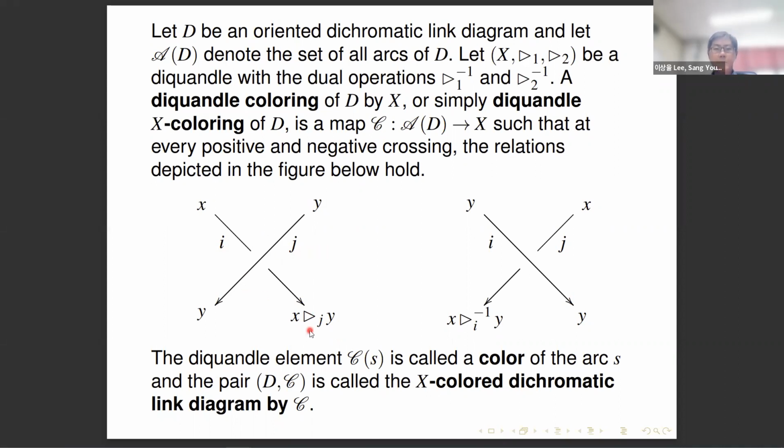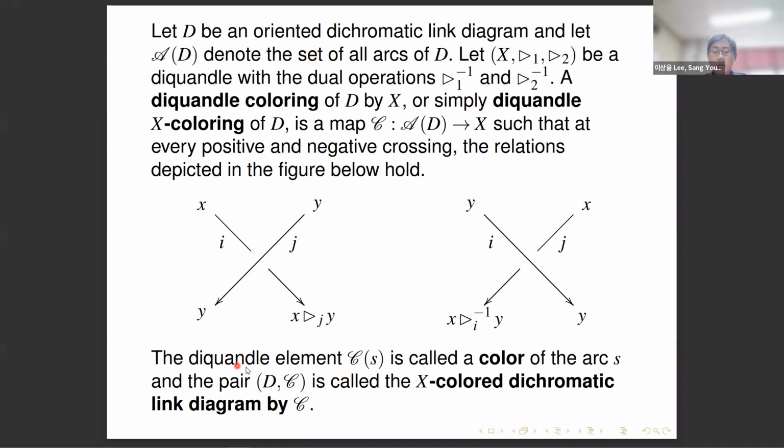Then this is a positive crossing. At the positive crossing, the coloring satisfies this rule. So this δj operation contributes to these labels here. So actually the labels determine the operations δ1 or δ2. And at the negative crossings we have these coloring rules at each crossing.